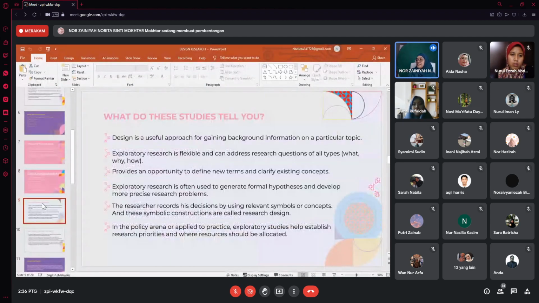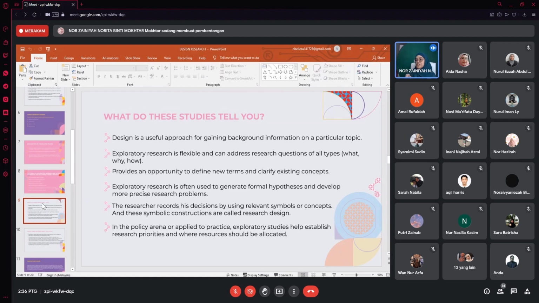Okay, so what does this tell you? This is important. All right. You're going to read this in your articles. You will find that they explain this: why is the design useful, why is it flexible, how does it address the research questions, and it provides an opportunity to define new terms. It is often used to generate formal hypotheses.